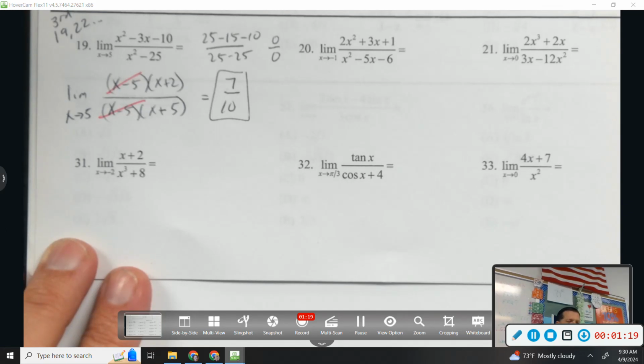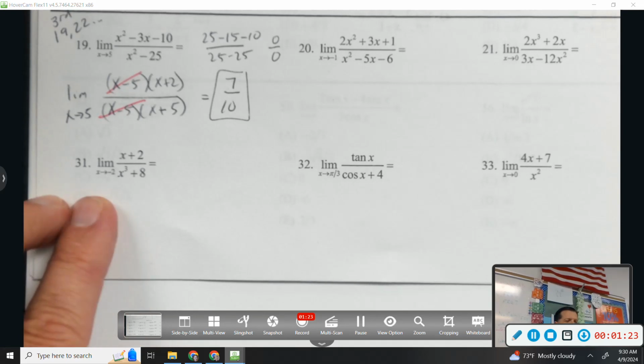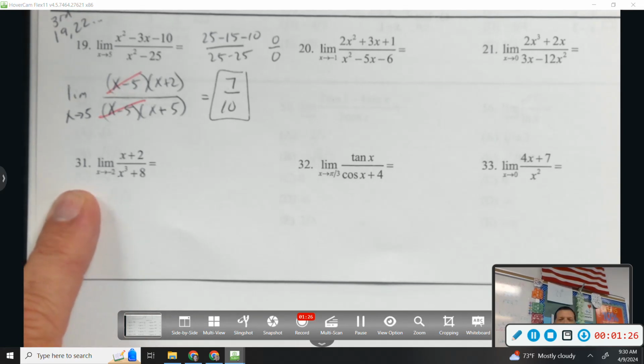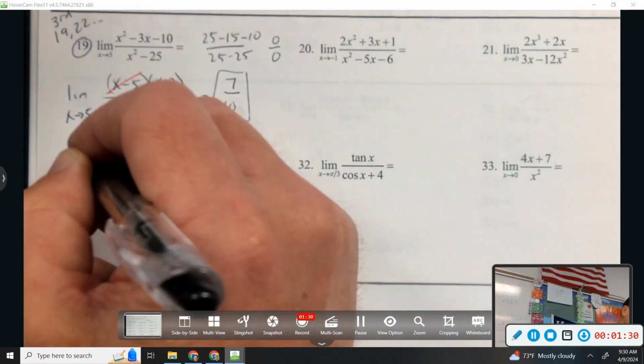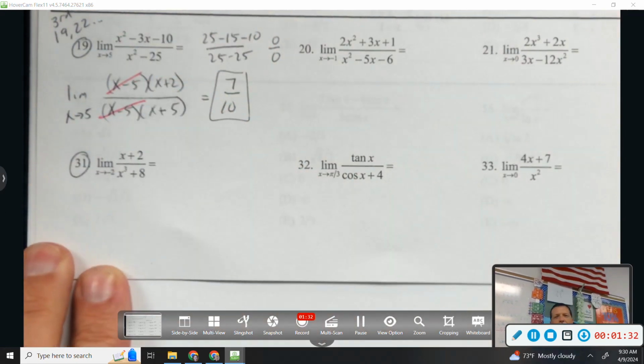Oh, now I know why it feels like there's a ton of problems on this page. Because we're going to jump to number 31. Because there is no 22 through 30. So to further confuse myself on trying to do every third one.